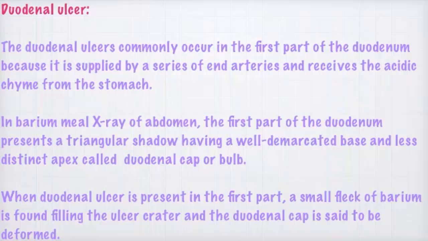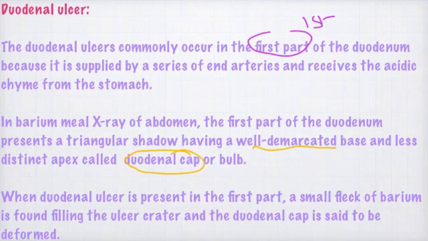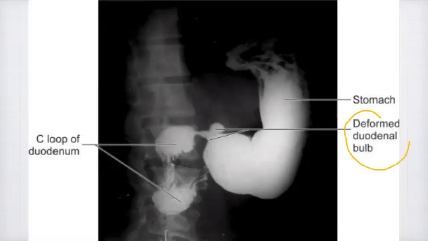Coming to the applied anatomy, duodenal ulcer is common in the first part. In a barium meal of the abdomen, the first part of the duodenum presents as a triangular shadow, with a well demarcated base and a less distinct apex, called the duodenal cap. So whenever there is an ulcer, the duodenal cap is deformed. You see the deformed duodenal bulb. It should be like this, but the bulb is deformed. So the C loop is like that.